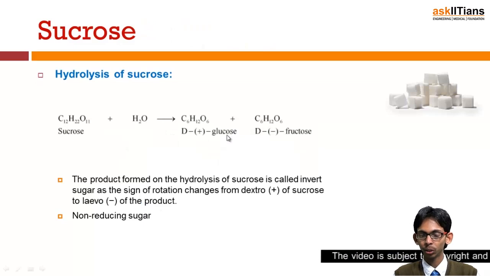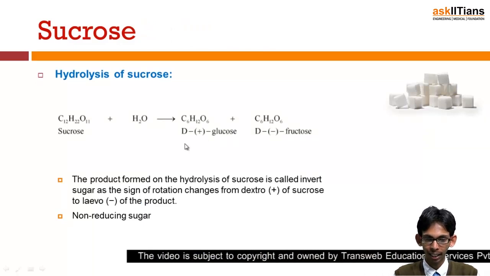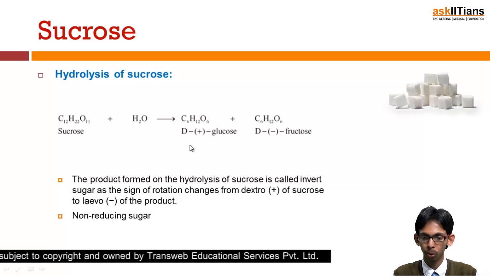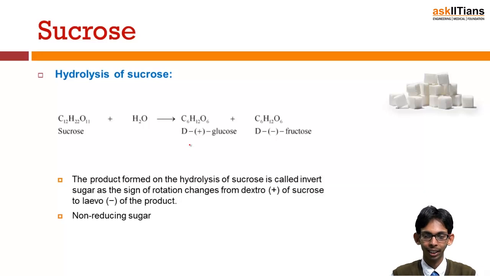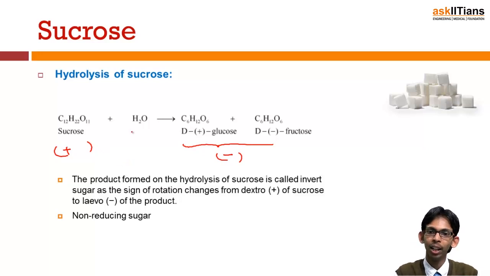Now first is sucrose. Sucrose is a disaccharide formed by a combination of D-glucose and D-fructose. Whenever sucrose is hydrolyzed, it results in two units, one glucose unit and one fructose unit, and this is known as invert sugar because the sign of rotation changes from dextro. It was dextrorotatory and the products are overall levorotatory. So inversion is taking place and it is known as invert sugar, and it is a non-reducing sugar and does not have a free functional group.